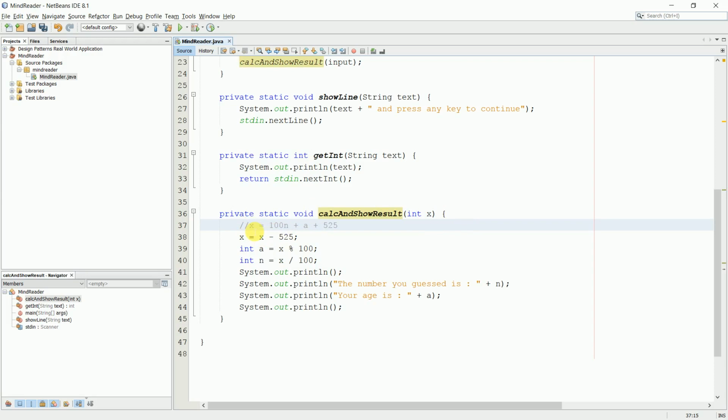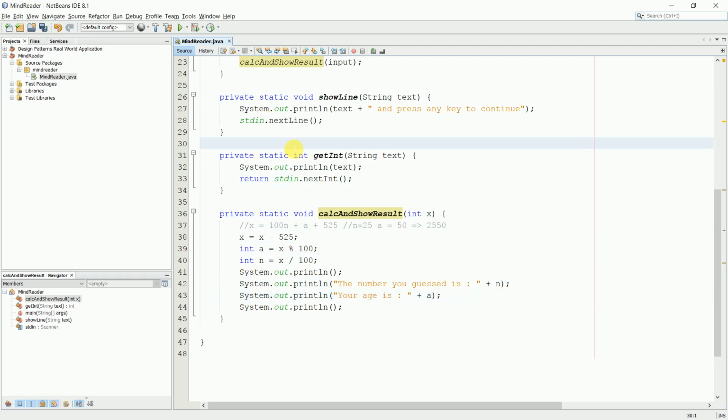This is the input. We first take off the 525, so that leaves us with 100n plus a. If n is 25 and a is 50, 100n plus a would be 2550. To extract the a, we do x modulo 100, and to extract the n, we do x over 100. This way we can print the number the user guessed and their age.